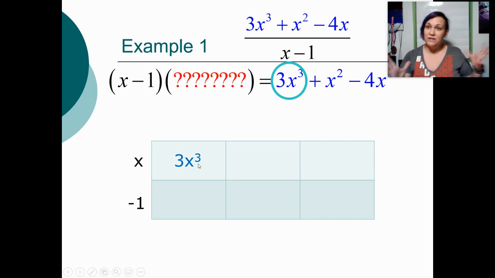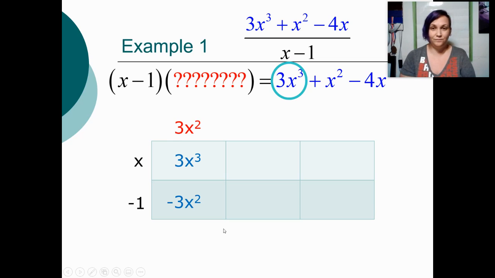Now, this is like a puzzle. So x times something needs to make 3x to the third. Well, that would be a 3x squared. Now, this 3x squared, it's multiplied by the x, but it's also multiplied by this -1 down here. So I'm going to go ahead and do that right now. 3x squared times -1, and I'm going to put a -3x squared right here.